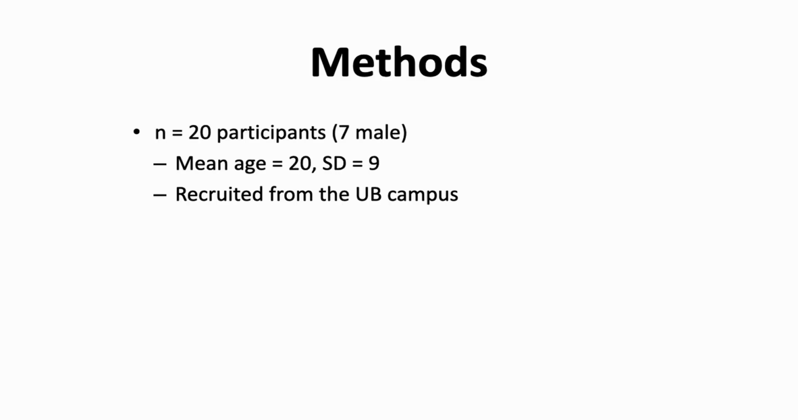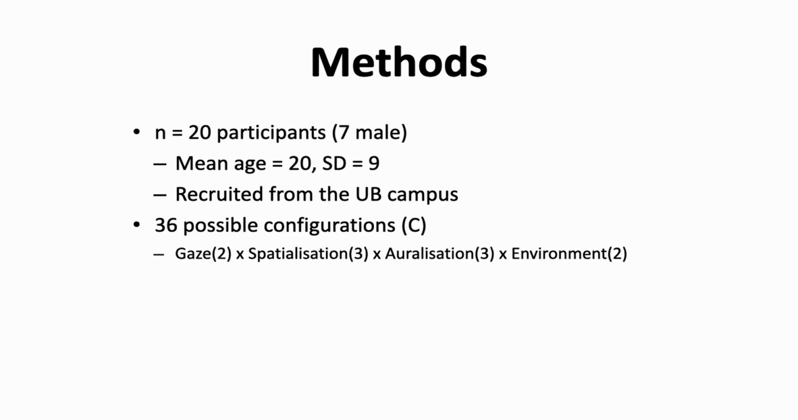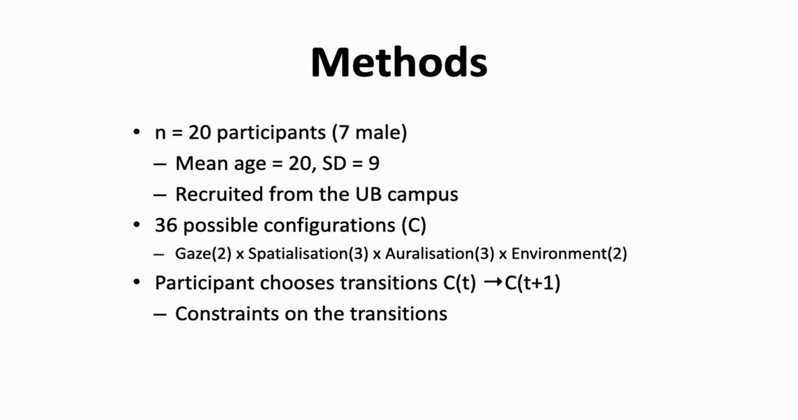So in this study, there were 20 participants and they were recruited from our university campus. And there are 36 possible configurations which they can step through: 2 levels of gaze, 3 levels of spatialization, 3 levels of auralization, and 2 levels of the environment sounds. The participant at various points chooses transitions from one configuration to another. And there are various constraints on these transitions that I don't have time to go into.